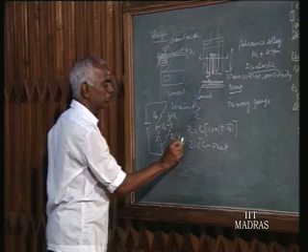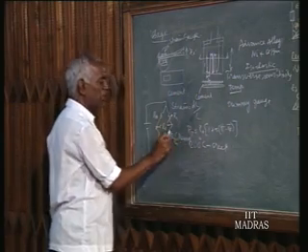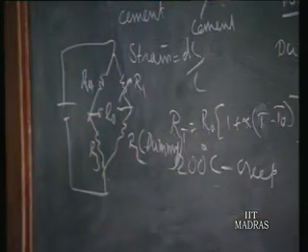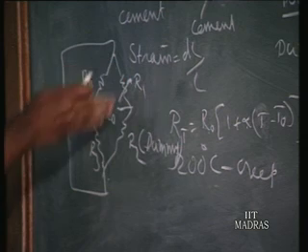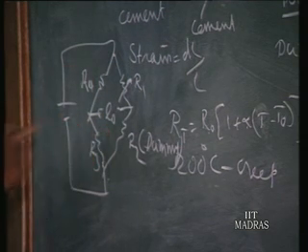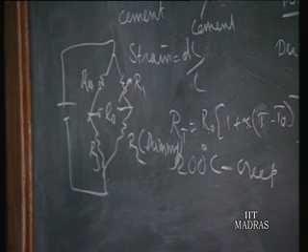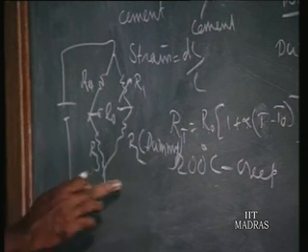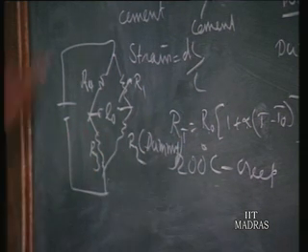The R2 will be now a dummy gauge. Similar effect in adjacent arms gets nullified. So when the temperature is there, that effect will be nullified, no EO will be appearing due to this temperature effect. And this is one way. By using a dummy gauge we can compensate, that is for a quarter bridge.